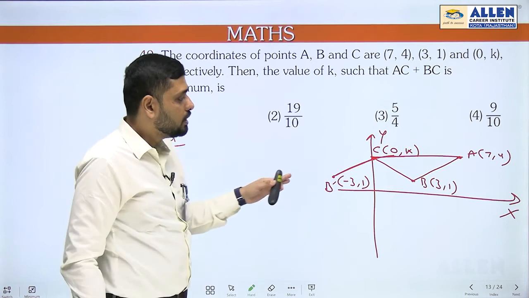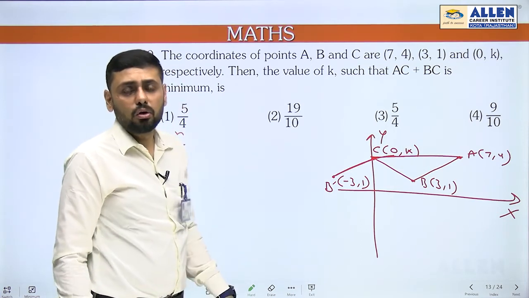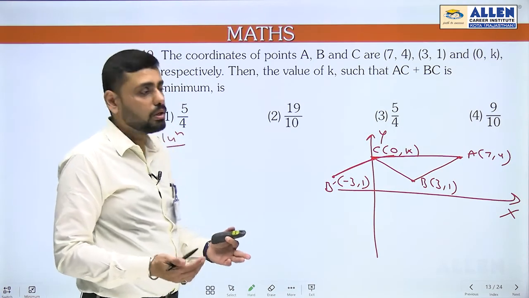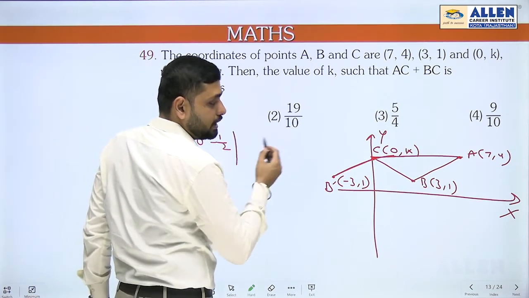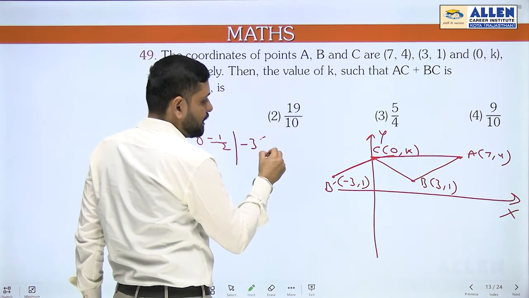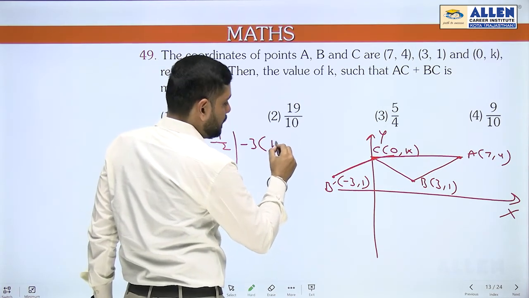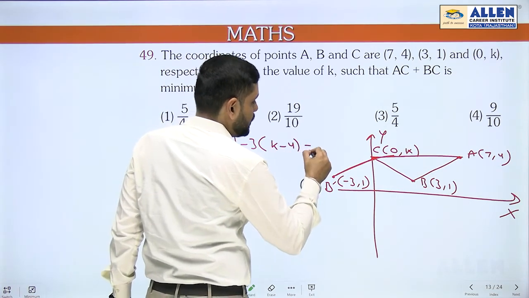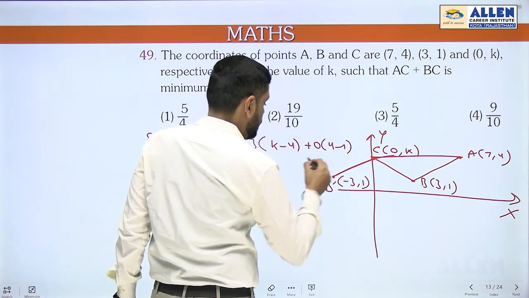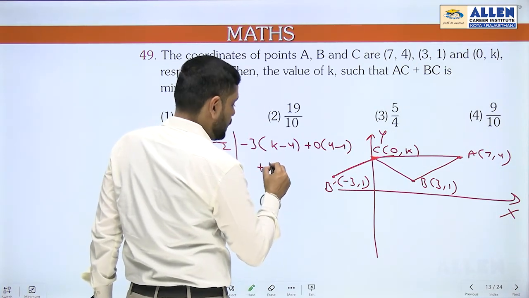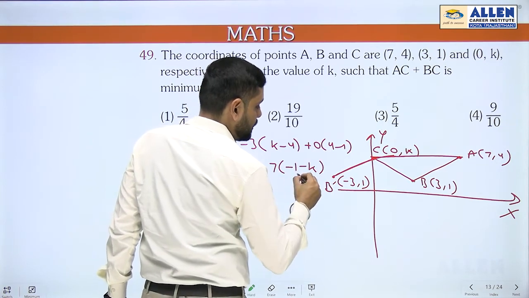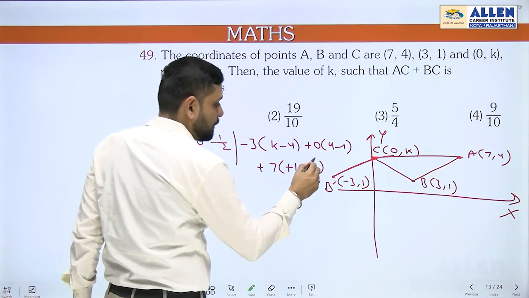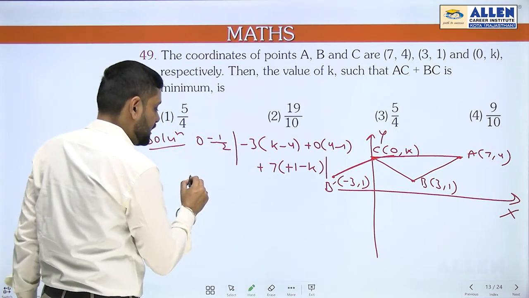So we'll take these three points as collinear, which means we'll take the area equal to 0. So the area is 0, half, and we'll apply the formula for area. We'll get -3, here we'll get k minus 4, then we'll take 0, 4 minus 1 plus 7, here we get minus 1 minus k. This is the area we get.